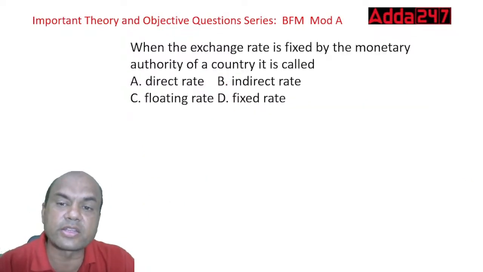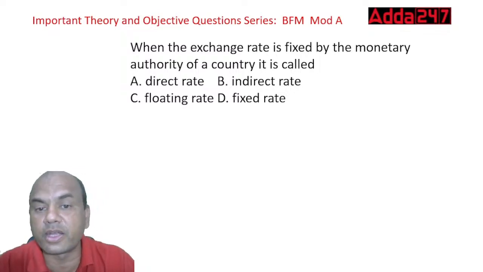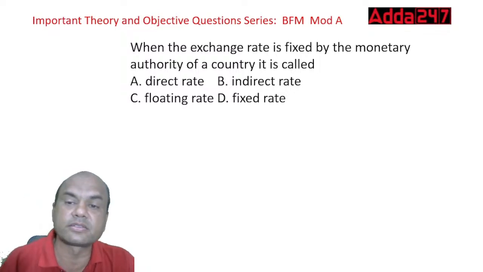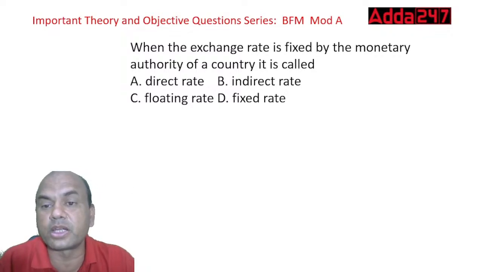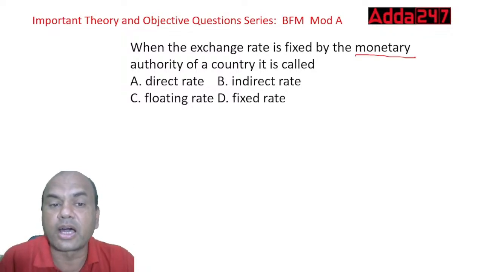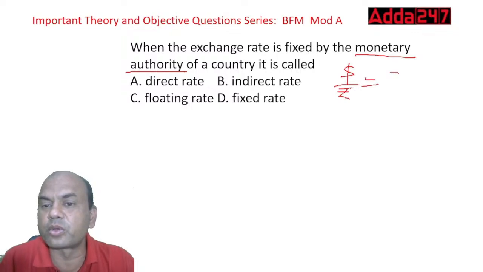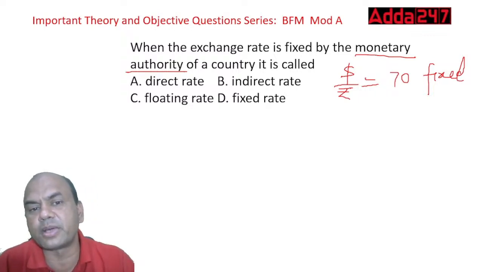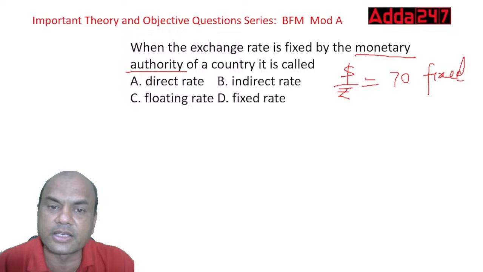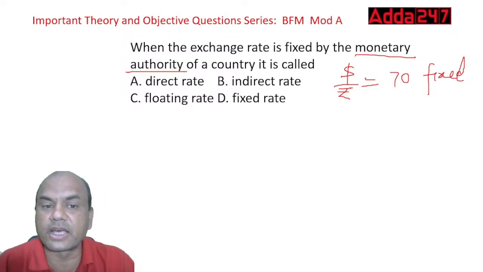When the exchange rate is fixed by the monetary authority of India, or of any country, it is called as. Here, when it is fixed by the monetary authority, means, say RBI tomorrow says that the dollar to INR rate is, let's say, 70 rupees, fixed, no changes. It will not fluctuate. It is fixed by the monetary authority. So in this case, what is it called? Direct, indirect, floating or fixed?